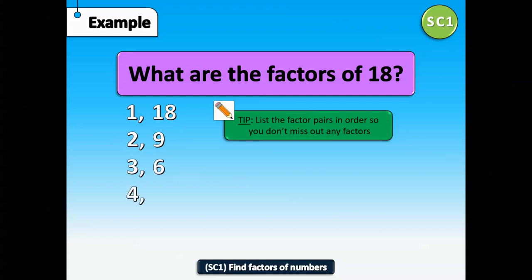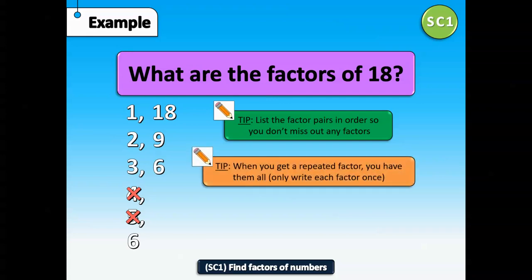4 doesn't go into 18, so 4 is not a factor of 18. 5 doesn't go into 18, so it's not a factor. 6 does go into 18, but we've already got 6, so that means we can stop. So the factors of 18 are 1, 18, 2 and 9, 3 and 6.